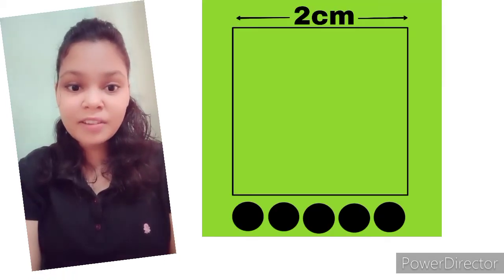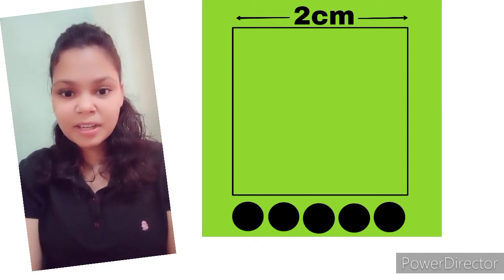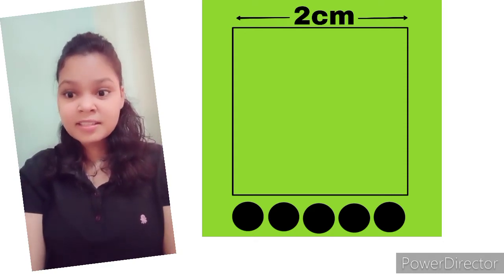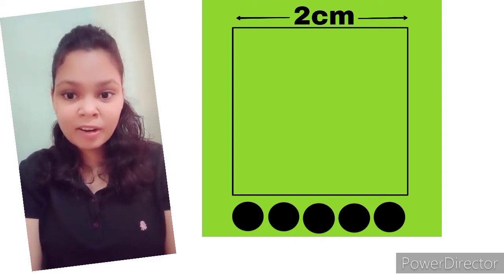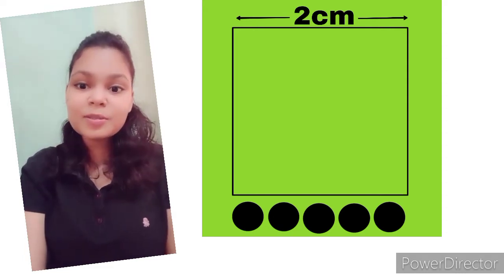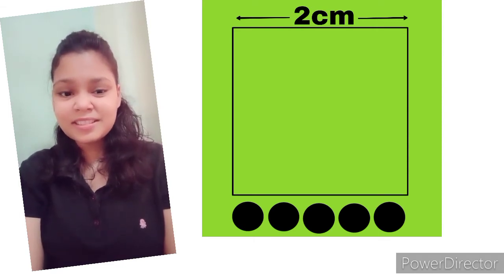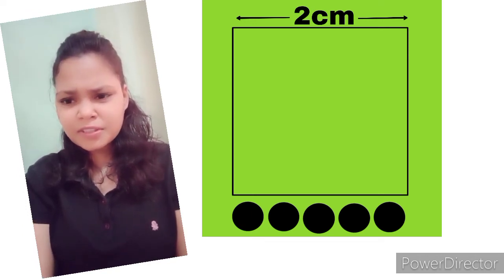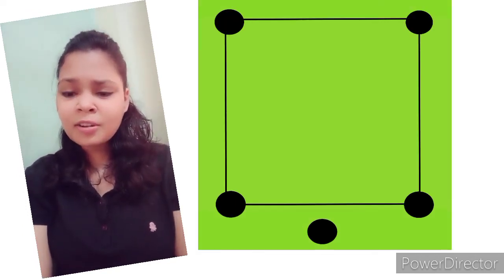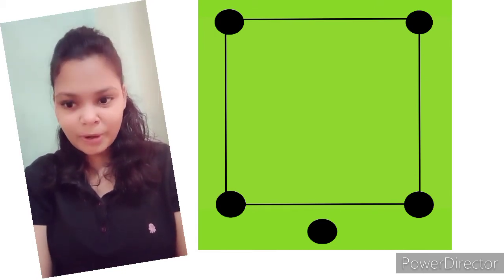So let us try to solve this. As my friend Jacob said, we have to arrange 5 points in a square of side 2 centimeter each such that there exists at least a pair of points whose distance is at most root 2 centimeter. How will it be possible? Let us try to solve this. Firstly, put 4 points on the corners of the square, and now we have to put the fifth point.